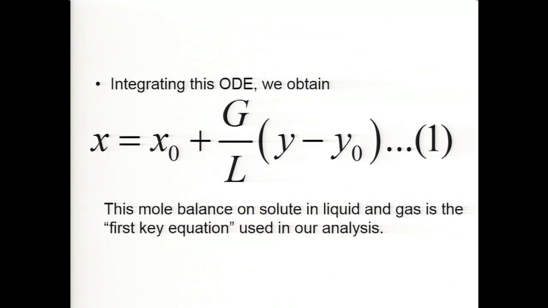Which means basically we are relating x and y at any point within the column. Also, I repeat that this has come from the solute mass balance. This is our first key equation in obtaining the height of the tower. We need one more equation from mass balance.